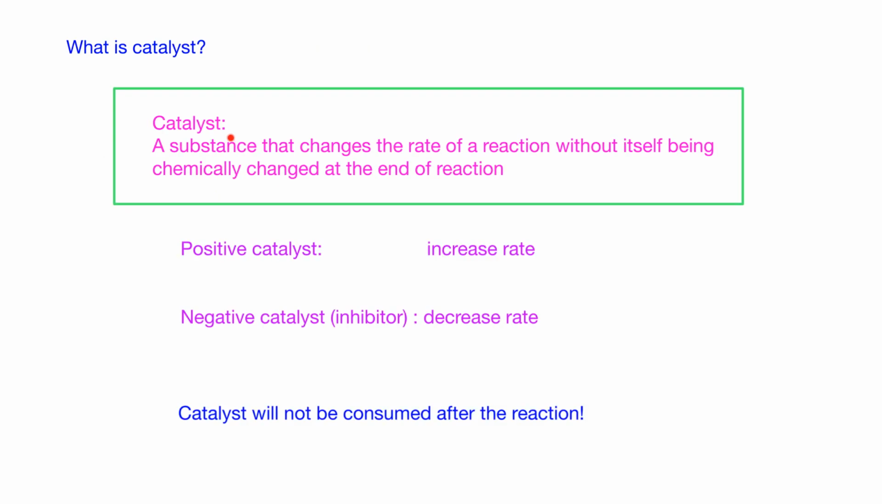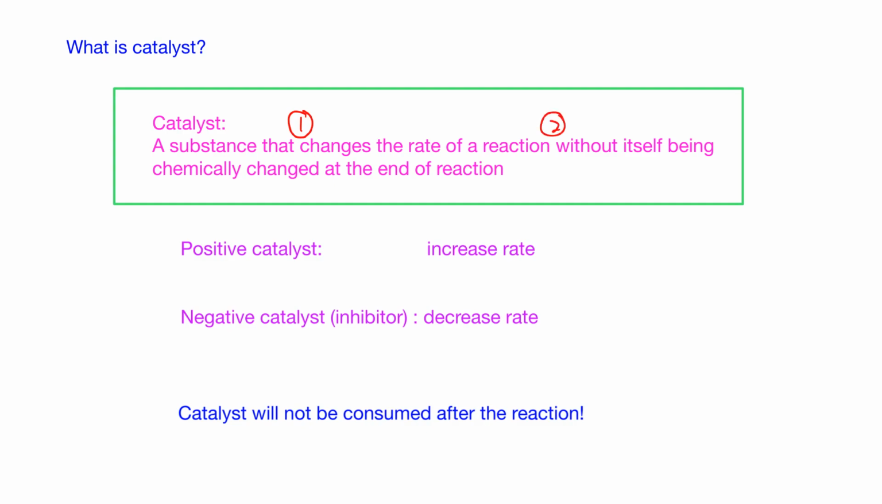A catalyst is a substance that can change the rate of reaction without itself being chemically changed at the end of the reaction. You have to pay attention to the definitions. There are two parts. The first part, its function is to change the rate of reaction. How to change? It can speed up the rate. It can also slow down the rate. But generally, we are talking about speeding up the rate.